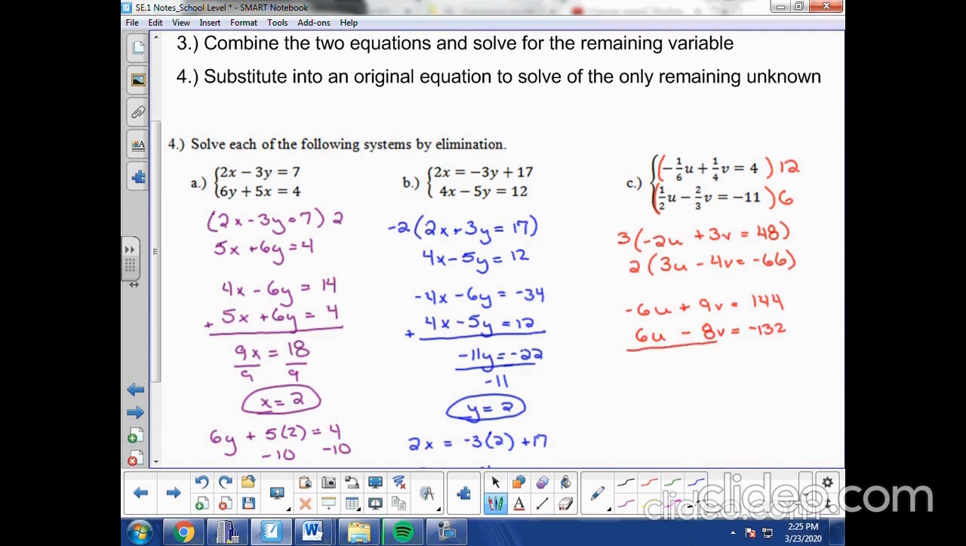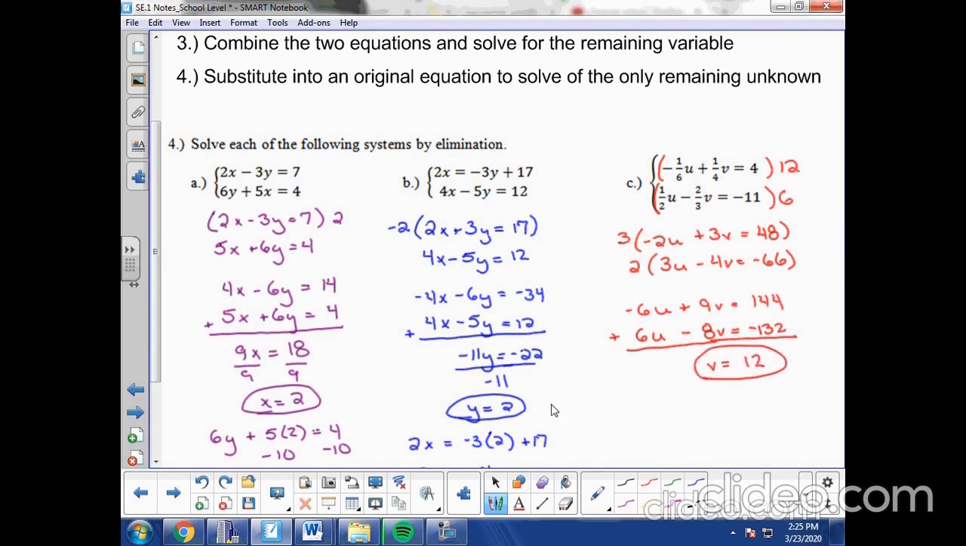Now, what that does is it allows us to eliminate the u's. So in this case, it wasn't just like A and B where I multiplied just the top. I multiplied both of these by different numbers so that I could now cancel out the u's. And when I do that, it actually takes the v down to a single number, which is nice. Now there's no more work. V is 12.